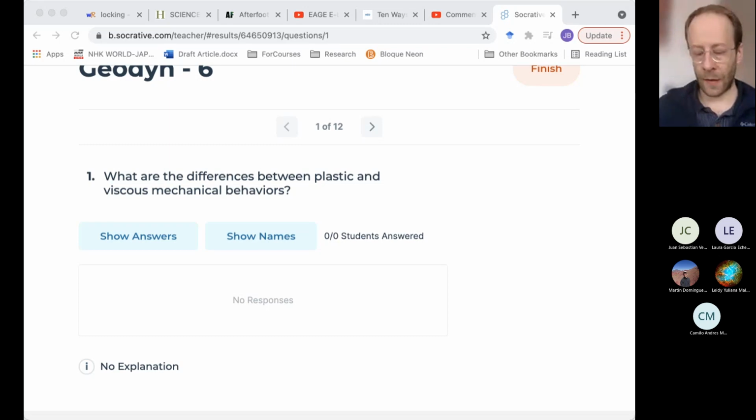All right. Yes. So one of the differences is more like what Juliana is mentioning in the chat. For the other thing that Juan Sebastian put, it's something common to both plastic and viscous, so it's not going to be a difference. What about another difference that you know between viscous and plastic? You can think of.